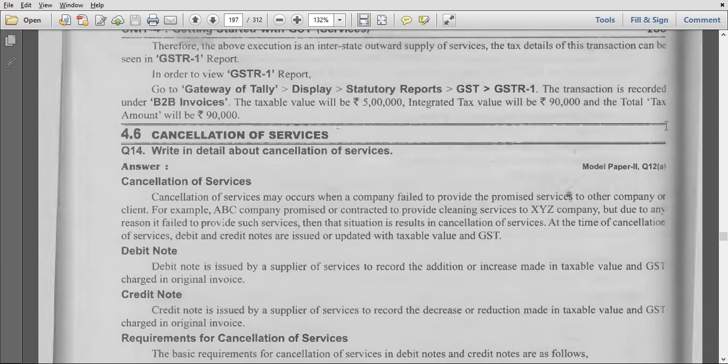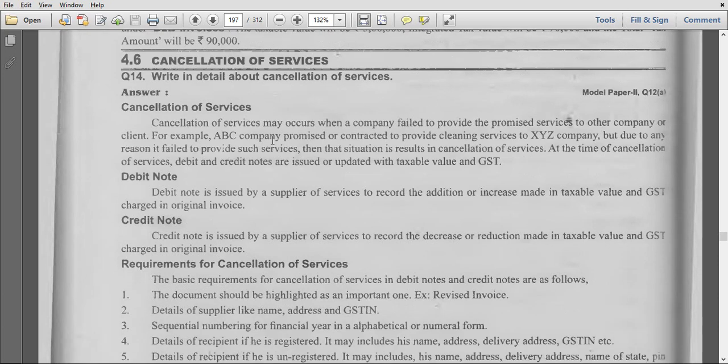Now we'll see what is the terms, rules and regulations for cancellation of services. For example, we have an agreement with some company for some services. If you want to cancel that agreement, or if you want to cancel the services whatever you are going to provide, then we have to follow some rules and regulations here.